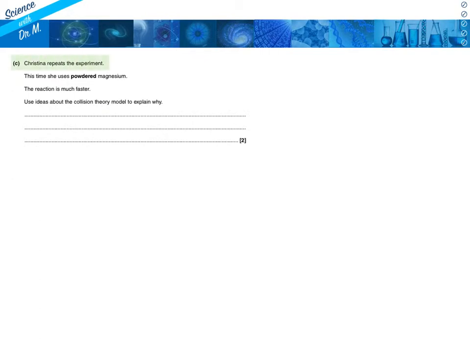Okay, right, let's move on to part 3. Christina repeats the experiment. This time she uses powdered magnesium. Key point there, powdered, it's in bold type. That's really important. You need to make sure you consider that in your answer. The reaction is much faster. Use ideas about the collision theory model to explain why. And there you go, that's your final clue, collision theory model. So that's really the ideas that you need to be including in your answer.